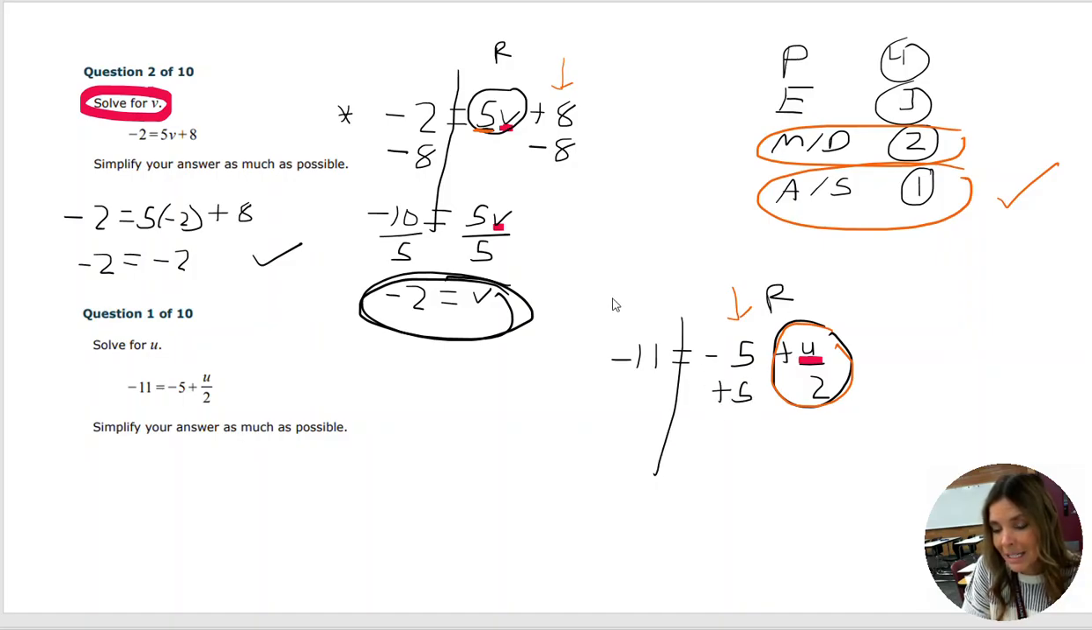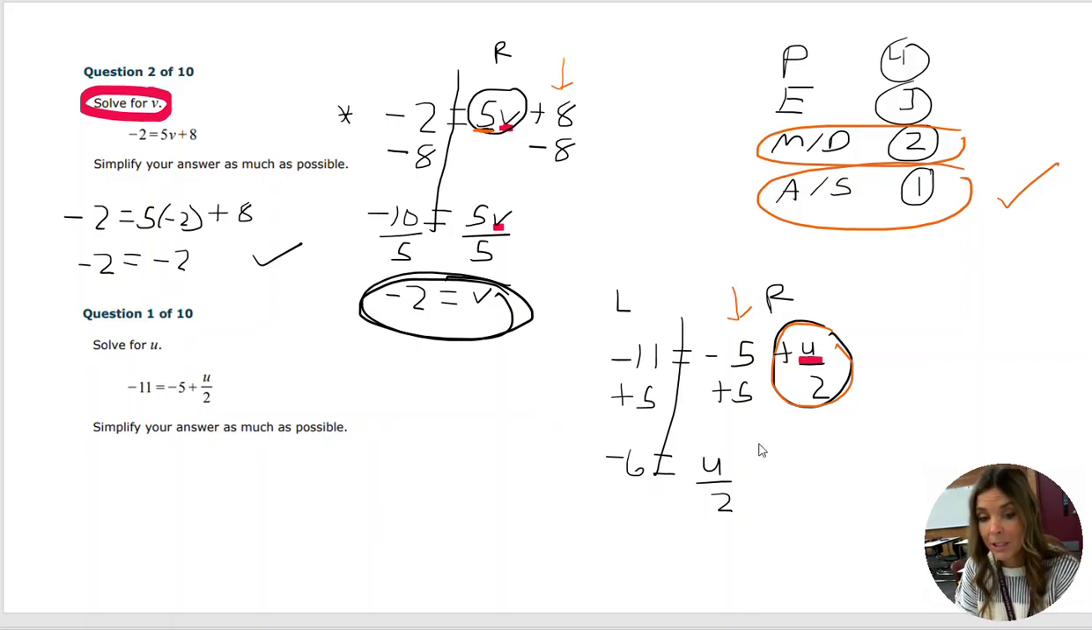Remember, this is the right side of my equation, this is the left side. So if I add 5 to the right side, I also have to add 5 to the left side. So negative 6 is equal to u divided by 2. Now, if you're a student who doesn't know their integer operations very well, make sure that you are using a calculator for every single step when you are solving an equation, because missing one negative sign makes it so that you can't get to the correct solution.